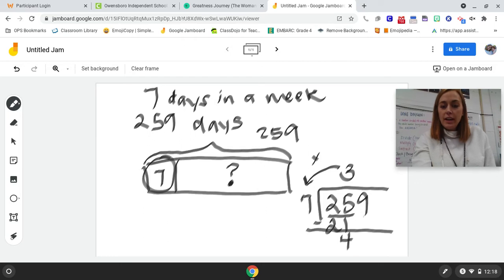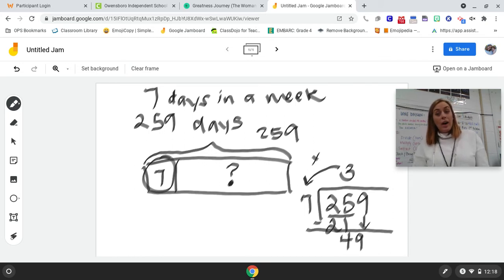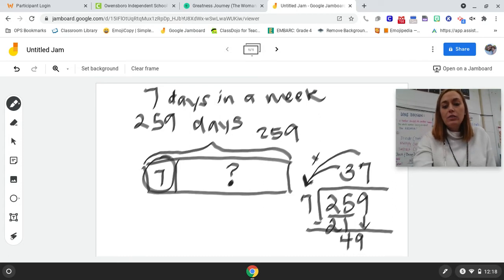And I have to check and bring down my 9. And now I have to look at the number 49. And how many times can 7 go into 49? Well, I know my 7s, and I know that 7 goes into 49 exactly 7 times. 7 times 7 is 49.